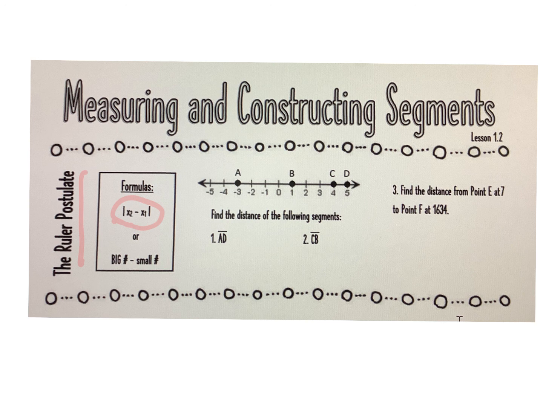So what we're going to do is use this formula, x2 minus x1, and we're going to look over here. So what is A to D? A is -3, D is 5. Which one is bigger?